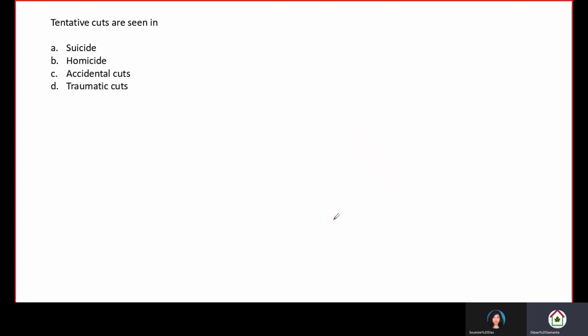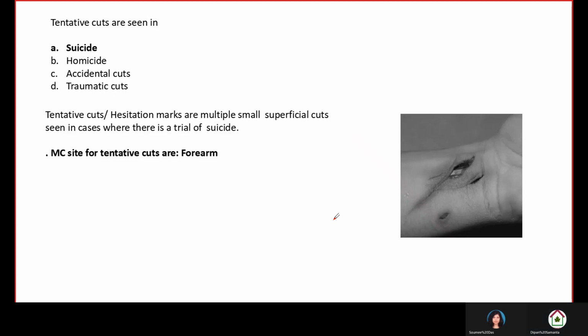Now tentative cuts, or hesitation marks, we call it hesitation cuts, are seen in suicide. Tentative cuts or hesitation marks are multiple small superficial cuts seen in cases where there is a trial of suicide. The most common site for tentative cuts is the forearm, where a person who commits suicide most probably thinks to cut his or her forearm. Not the leg or the neck.